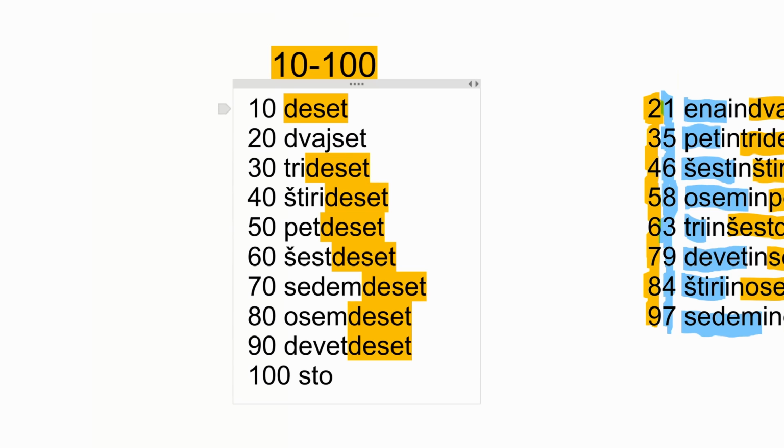10, 20, 30, 40, 50, 60, 70, 80, 90, 100. So again, you don't say 70, you say 70, okay? 10, okay? 10, 70, okay?